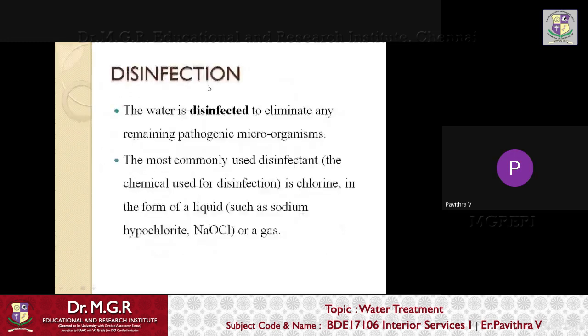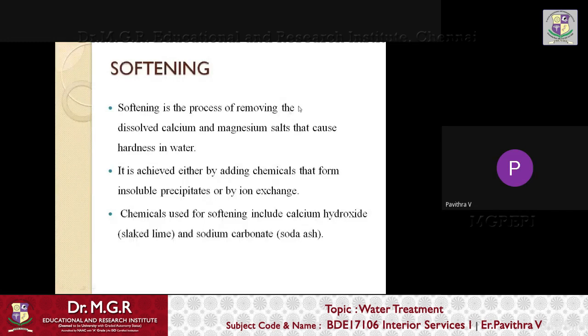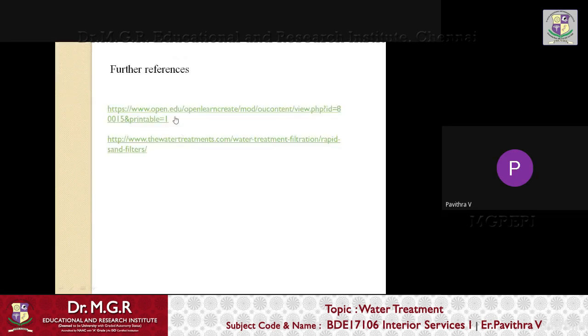Then the disinfection. You yourselves know what the common disinfectant used is. Chlorine is the one. It is a common disinfectant which is used to kill the pathogens and the microorganisms. It can be applied in the form of a liquid or a gas. Then the softening process is the last process, in which we remove dissolved salts of sodium, calcium and magnesium. And these are some references I have mentioned here.